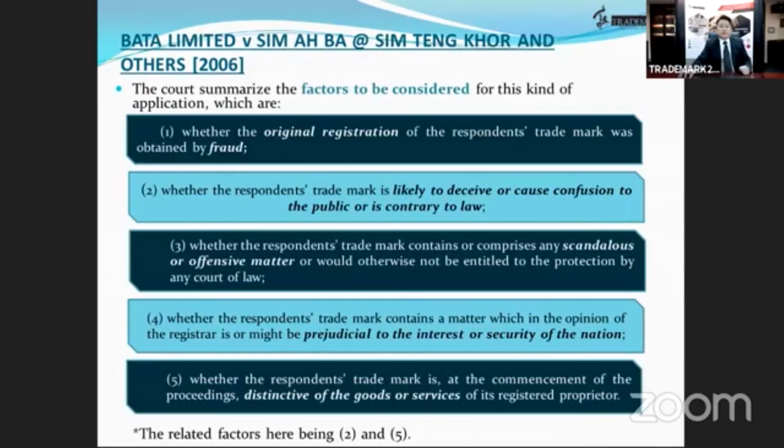Of course, the court summarized the factors to be considered in this case. The first is whether the original registration of the respondent was obtained by fraud, and whether the respondent's mark is likely to deceive or cause confusion to the public. And offensive matter. I think issue 2 is the more important one that we are discussing today.